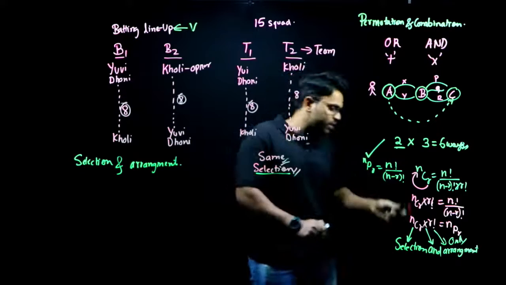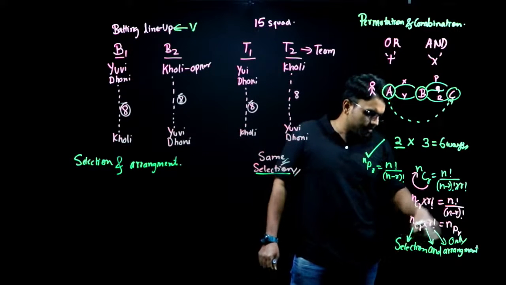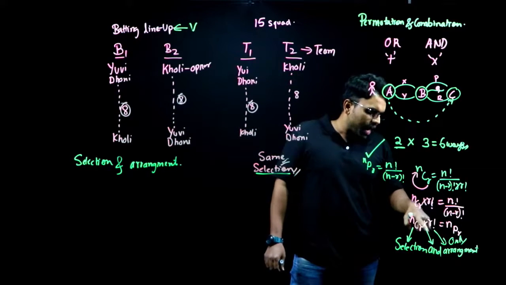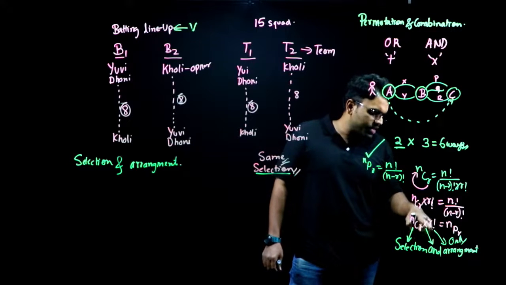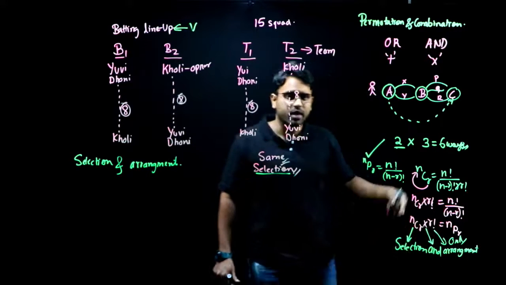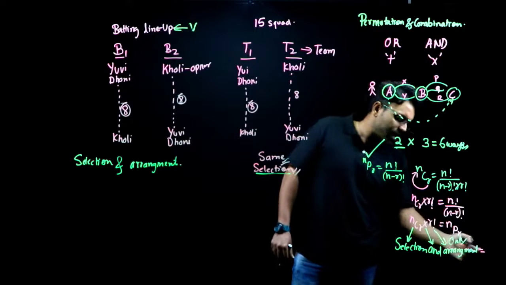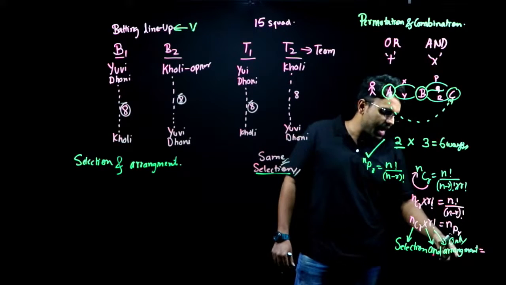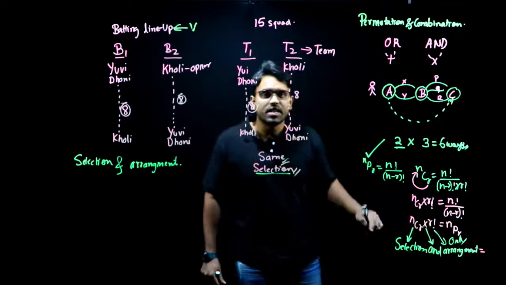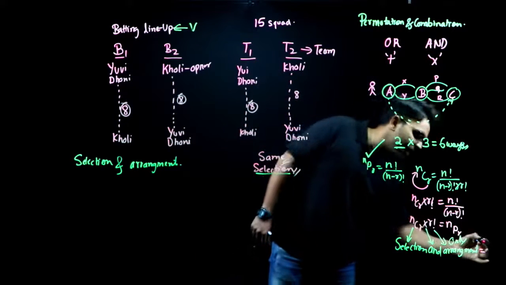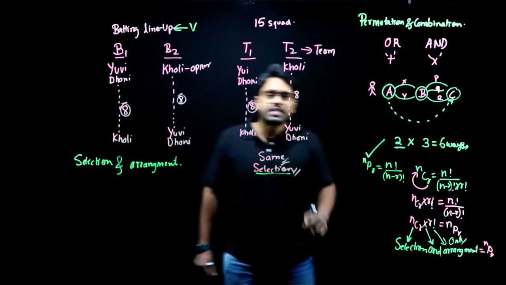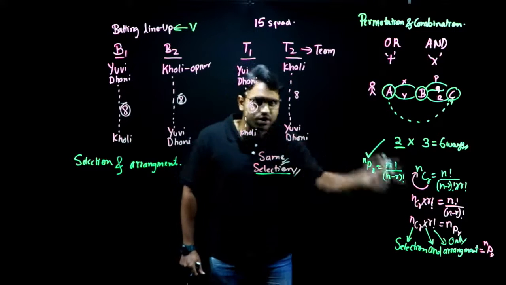Okay? Now, listen to me carefully. If NCR is selection and is represented by multiplication, and R factorial is only arrangement, then what will NPR be? NPR is nothing but selection and arrangement. So NPR is what? NPR is selection and arrangement.